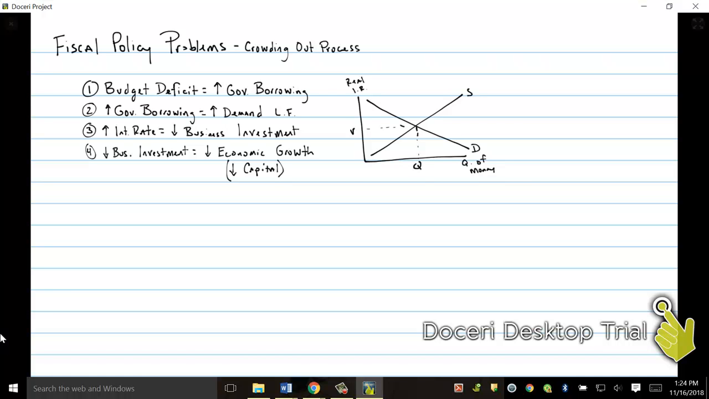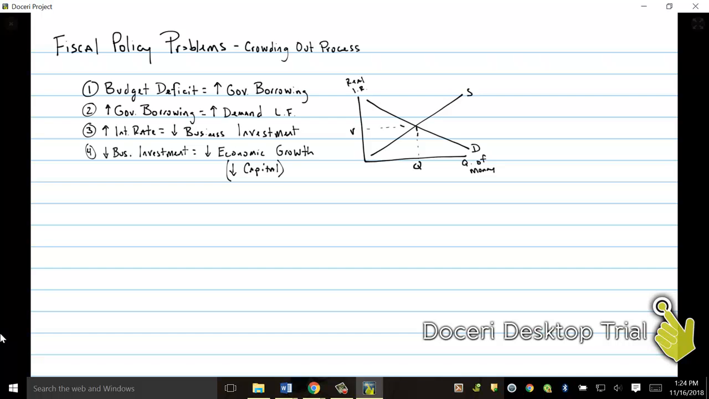Okay, today we are going to focus on the problem of fiscal policy, and the main problem that we're going to focus on is what we call the crowding out process. So I have jotted down a list of how that process works in our economy. If we start with number one, the whole crowding out process and problem begins when our government spends too much money and ends up with a budget deficit.